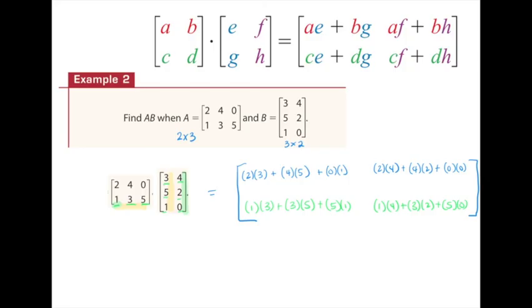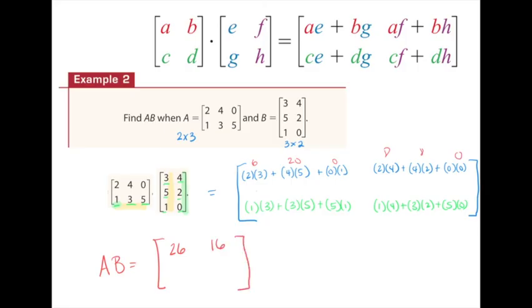Once I'm done, I'm just simplifying basic multiplication and addition. So my answer to AB is going to be these sums. 2 times 3 is 6. 4 times 5 is 20. 0 times 1 is 0. 6 plus 20 plus 0 is 26. That's my first element. So next one, 2 times 4 is 8. 4 times 2 is 8. 0 times 0 is 0. 8 plus 8 plus 0 is 16. That is my first row.